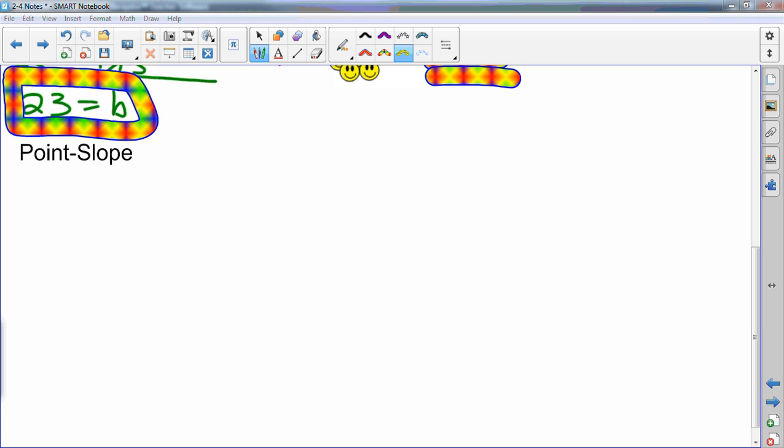We have our m. What was m? 5. Okay, m is 5. And what's my point? We can pick either point, but what point did we choose? Negative 3, 8.